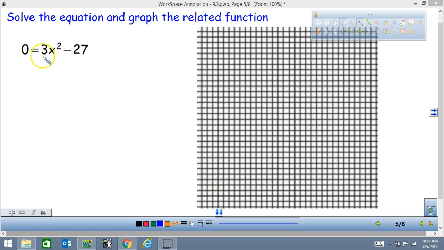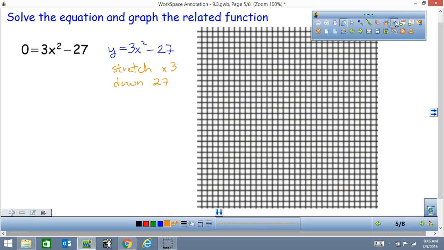The equation 0 equals 3x squared minus 27. The related equation is y equals 3x squared minus 27. That graph is a stretch by 3 and then slid down 27. I'll put some axes on this graph.